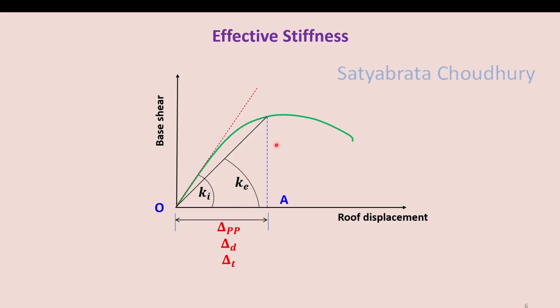So A is the point where the performance point has been achieved in the base shear versus roof displacement curve. This point corresponds to the target displacement delta D, which is also known as the displacement at the performance point, delta PP, also sometimes written as target displacement delta T. So you are designing a system for this displacement at this level of damage state of the response curve.